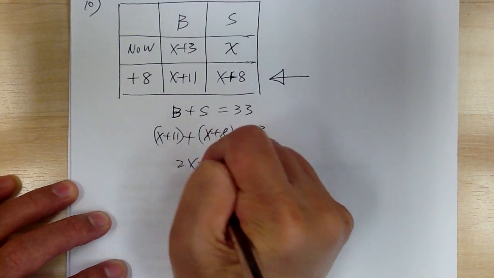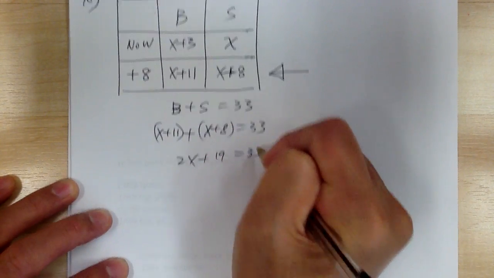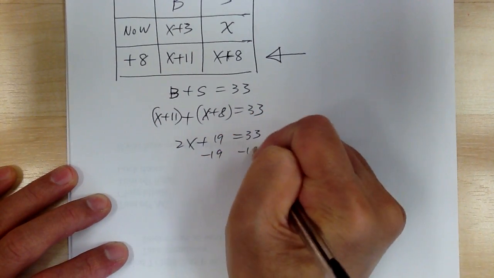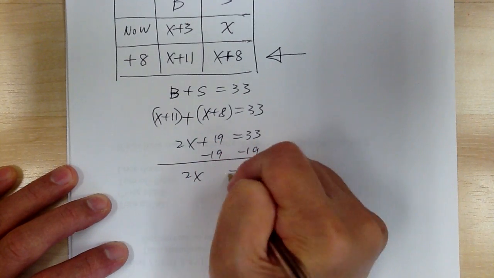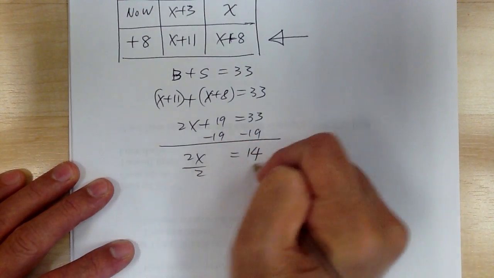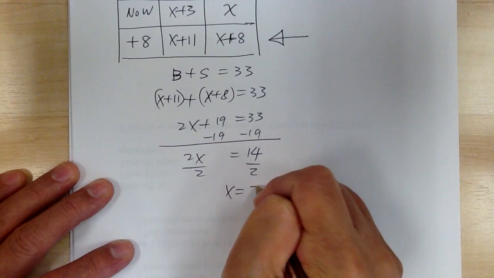So you work it out. You get 2x plus 19 equals 33. So minus 19 on both sides. So 2x equals 14. Divide by 2, divide by 2. So x equals 7.